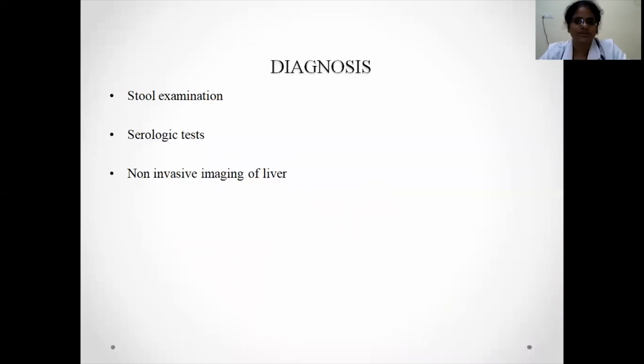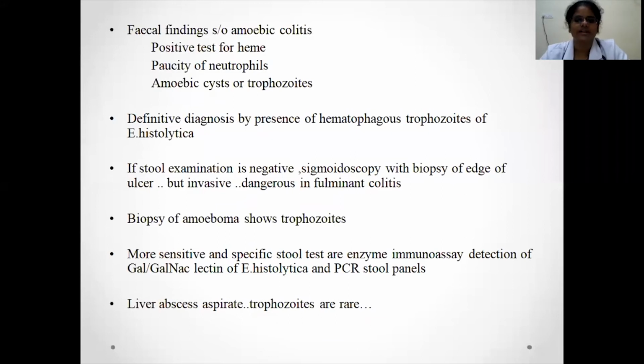Next, coming to the diagnosis. The diagnosis is based upon stool examination, serological test, and non-invasive imaging of the liver. Coming to the stool examination, fecal findings suggestive of amoebic colitis: positive test for the heme. The most important stool examination finding in amoebic colitis will be the RBC-laden trophozoites of Entamoeba histolytica.